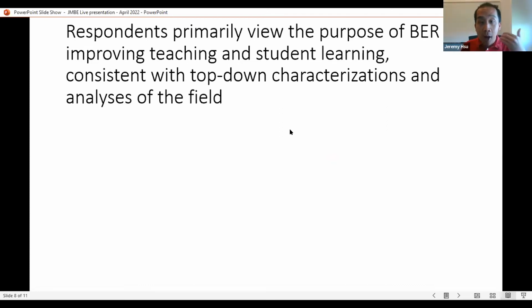When we asked our respondents, what do you view as the purpose or goal of biology education research? The most common response was that BER is about improving teaching and learning, about improving classroom instructional approaches, about promoting student learning in those settings. And this again aligned with those top-down characterizations that Stanley shared, the characterizations that professional societies have and that we see in the published work in BER.